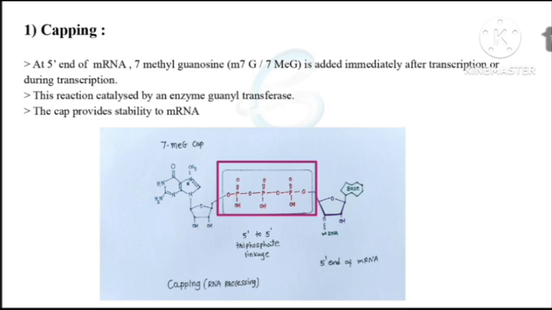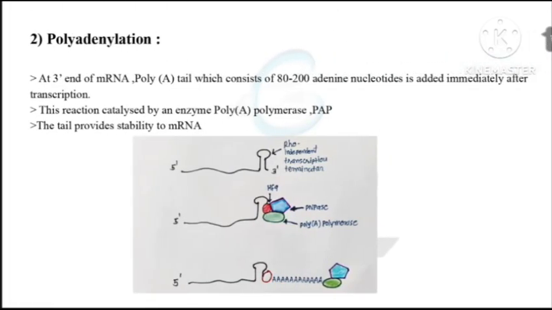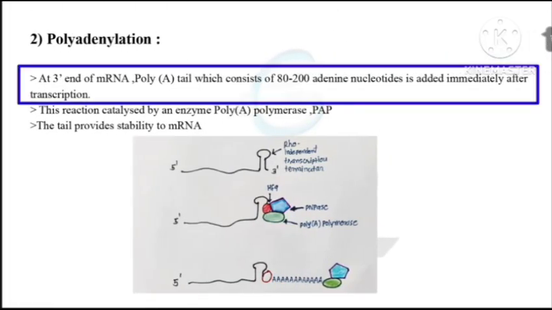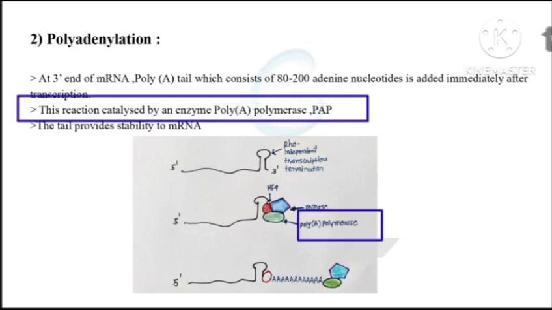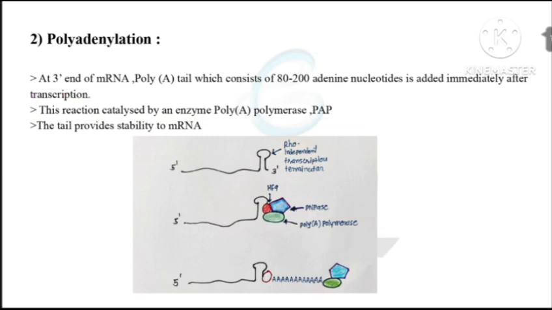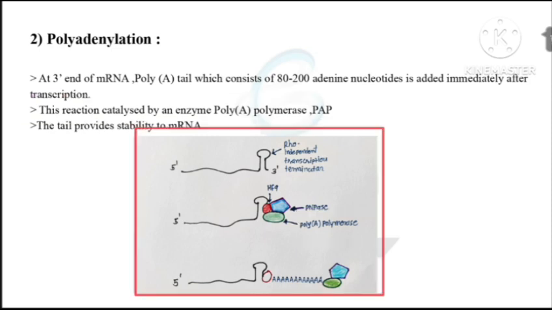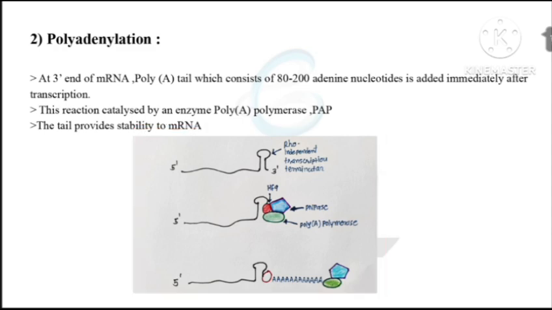The same happens at the 3' end, but here a poly A tail is added at the 3' side by the poly A polymerase (PAP) enzyme, which provides stability at the 3' end. Here you can see the process which occurs in polyadenylation, and this kind of tail is joined at the 3' end.